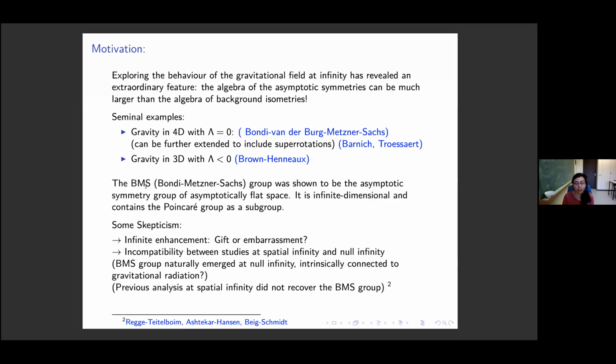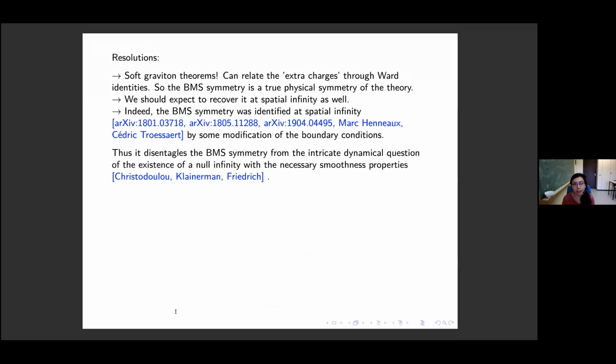Now, initially, there was some skepticism. So first of all, the infinite enhancement. Is it a gift in the sense that it would enrich physics? But then how are we supposed to interpret so many symmetries? What are their physical interpretations? Also, there was initially some incompatibility between studies at spatial infinity and null-infinity, because while the BMS group naturally emerged at null-infinity by their analysis, similar studies at spatial infinity could not reproduce the BMS group. So there are questions like whether the BMS group is intrinsically connected to gravitation and radiation, so null-infinity is the natural background. But nowadays we understand these problems better.